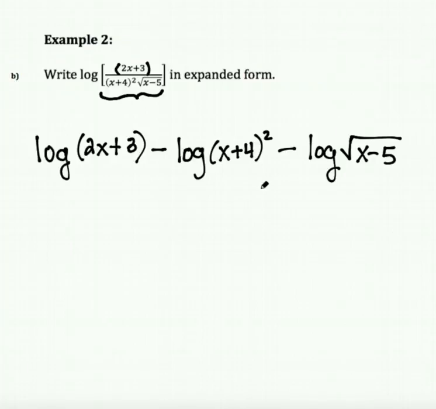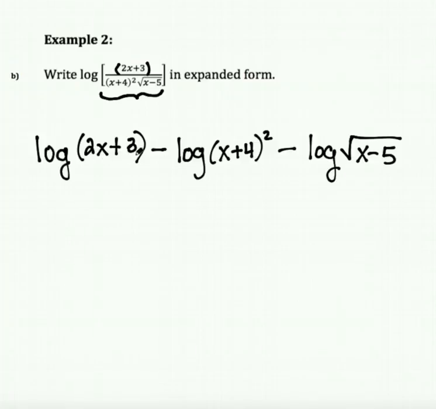Now, you might wonder why there's a minus in front of the square root of x minus 5. Again, it's because we are physically dividing by that value. Yes, I know it looks like we're multiplying x plus 4 squared and square root of x minus 5. We are, but in the grand scheme of things, they're both being divided. So now we see if we can break it down a little bit further.